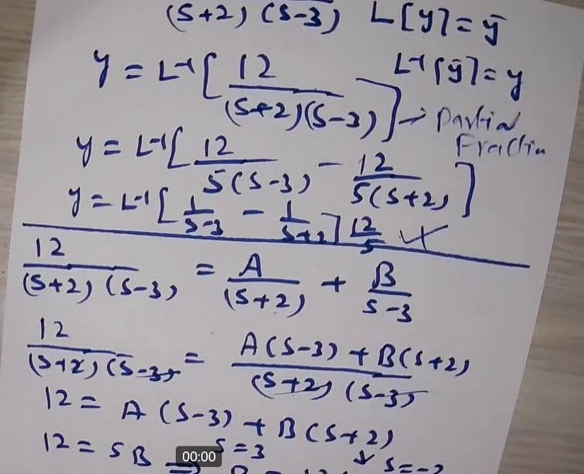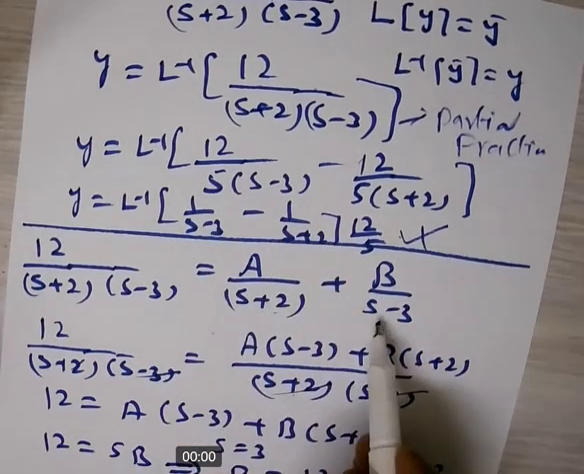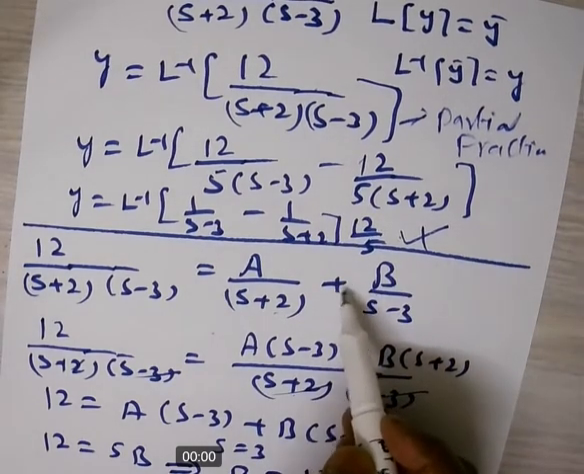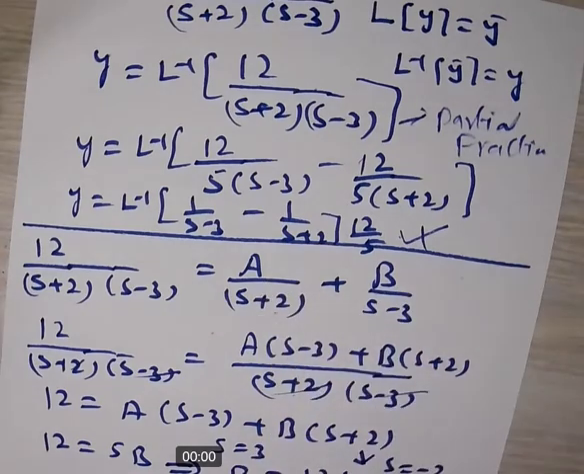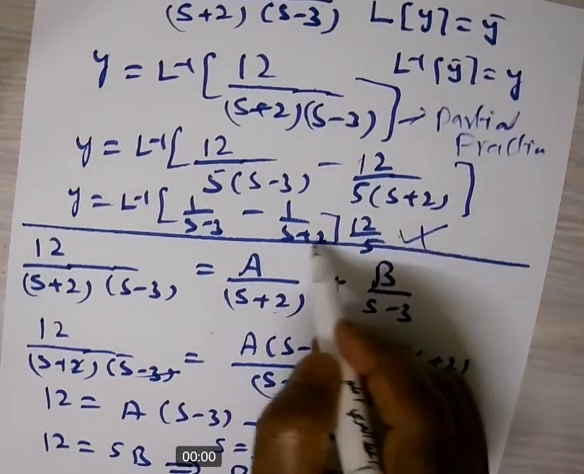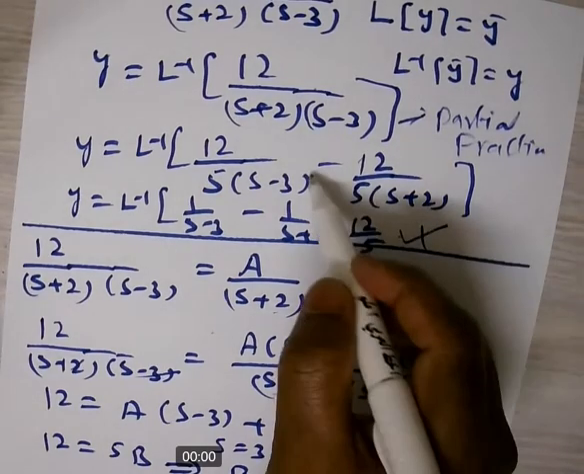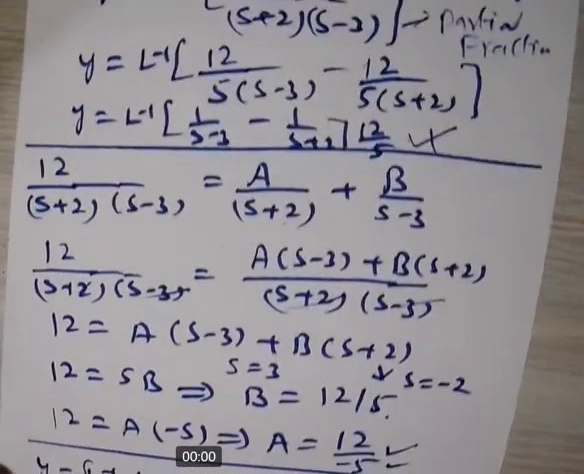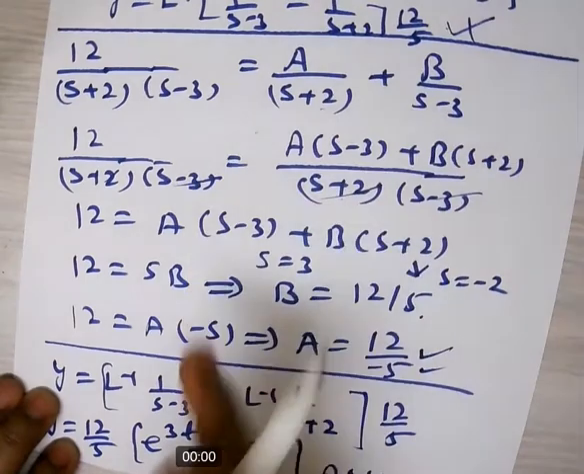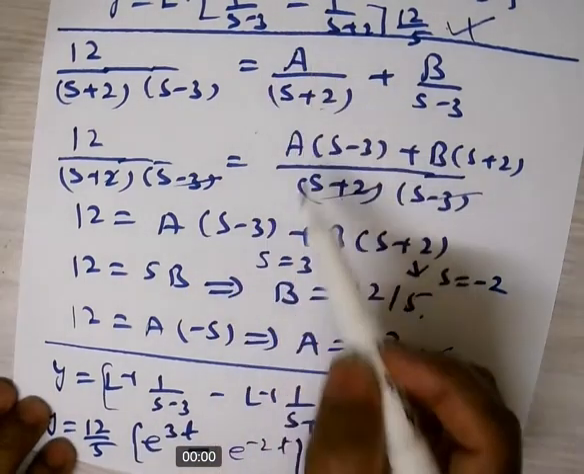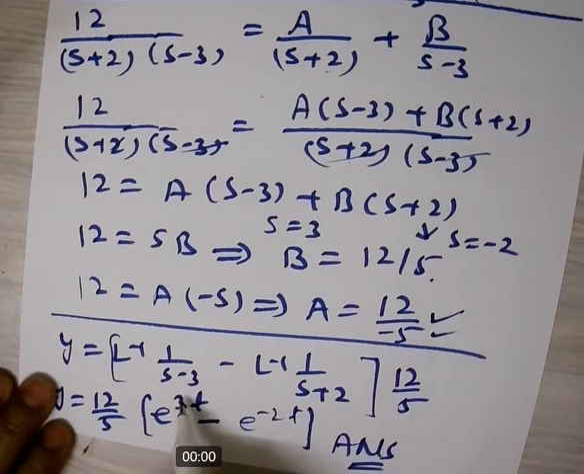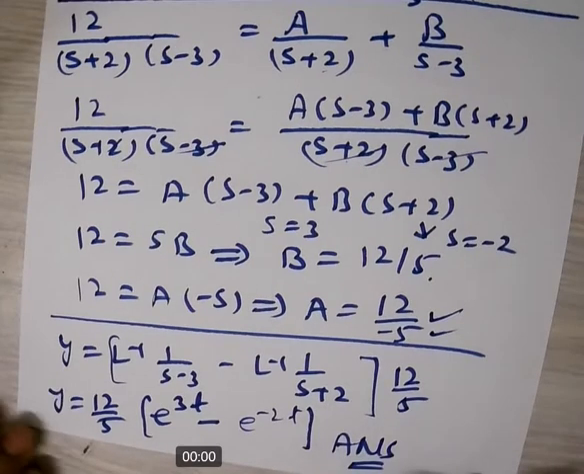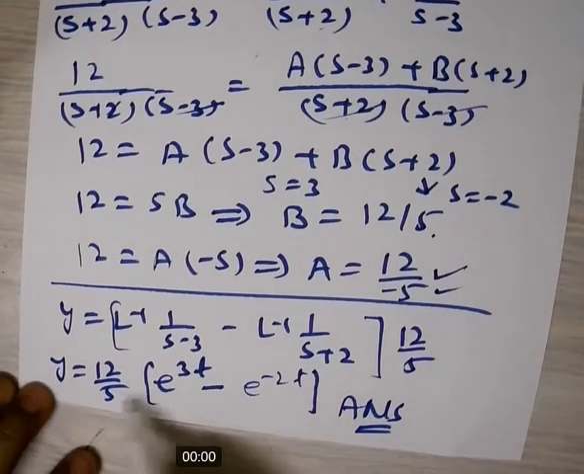Because the b value is positive, 12 divided by s minus 3 plus the b part is minus 12 divided by s plus 2. Now I can write this step as Laplace inverse of, keeping 12 divided by 5 outside, Laplace inverse of 1 over s minus 3 minus Laplace inverse of 1 over s plus 2.